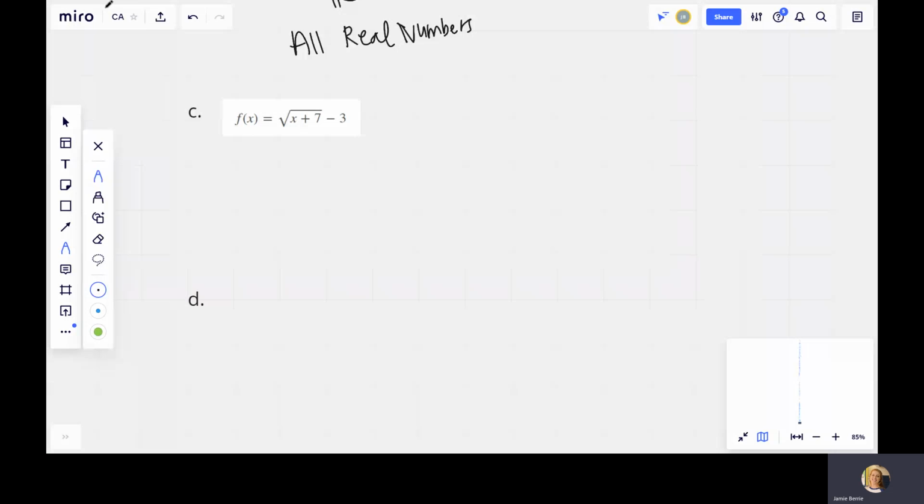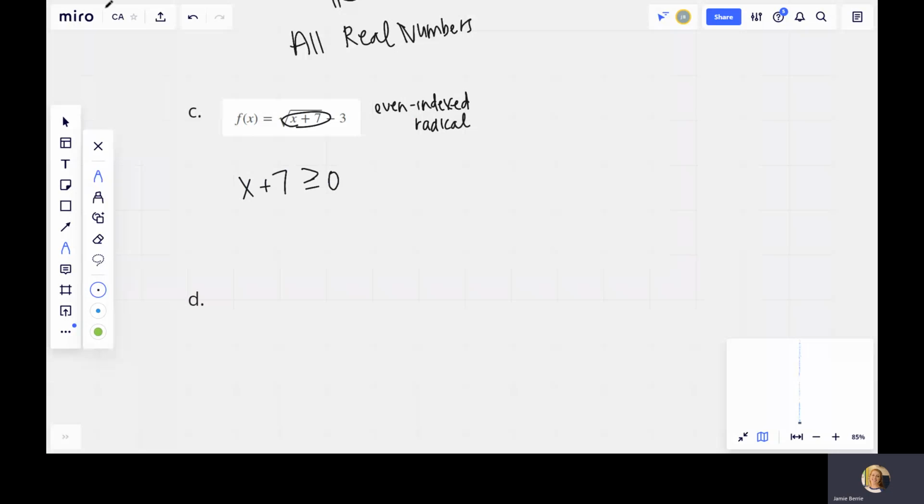We have f of x equals the square root of x plus 7. Then on the outside of the radical, we have minus 3. This is a square root. That's an even indexed radical. So we're using that first rule, which says you take whatever's under the radicand. Here, that's x plus 7. And you're going to set that greater than or equal to 0, and then you're going to solve it.